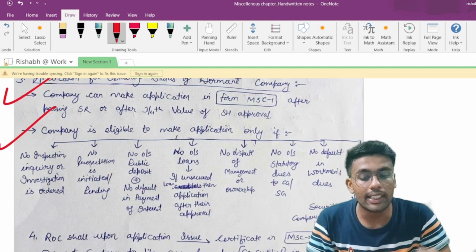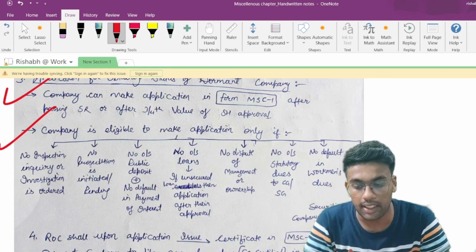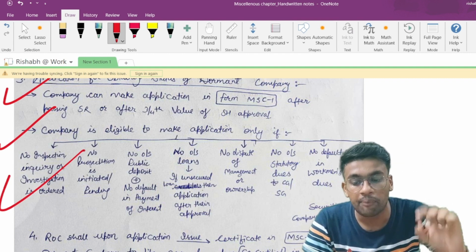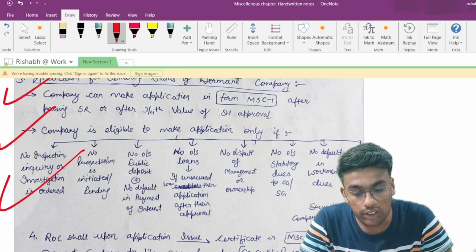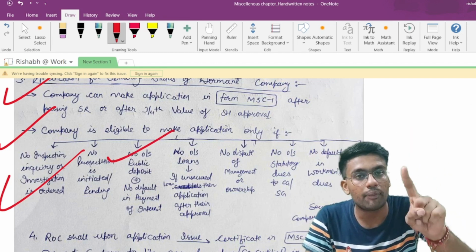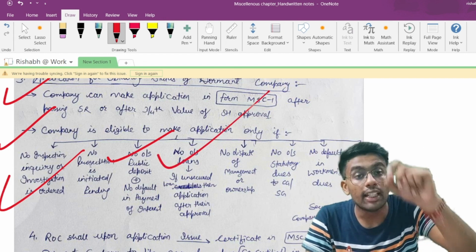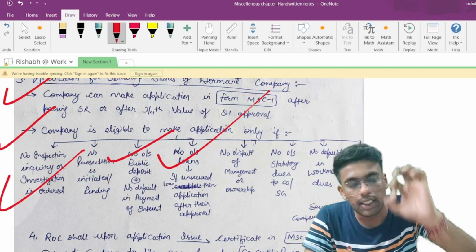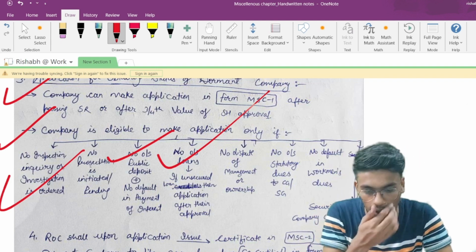Now, which companies are eligible to make an application? These are the companies which can apply. There should not be any inspection, inquiry or investigation going on. No prosecution or litigation should be pending. No outstanding public deposits, and no default in repayment of deposits along with the interest. Point number 4 talks about no outstanding loans. If there are unsecured loans, then the application can be made after the approval of the unsecured creditors.